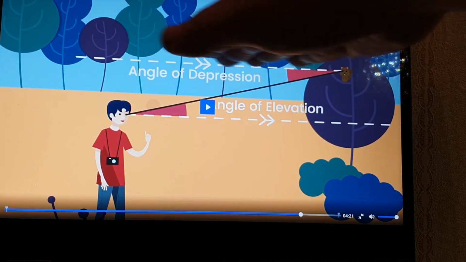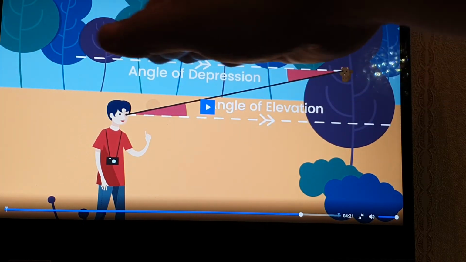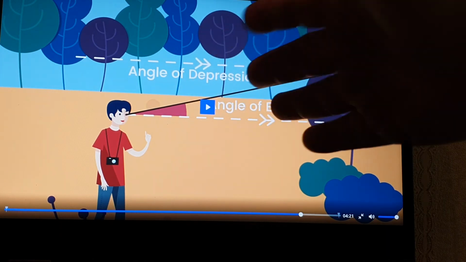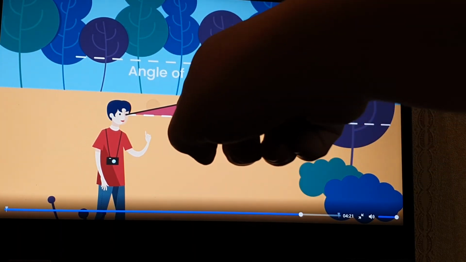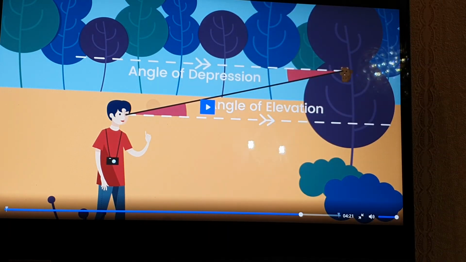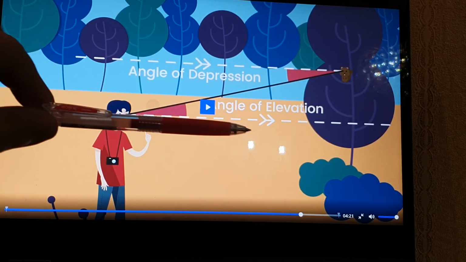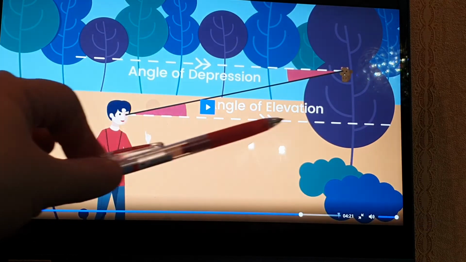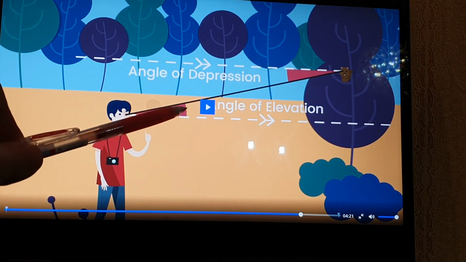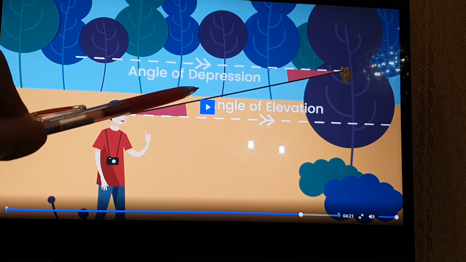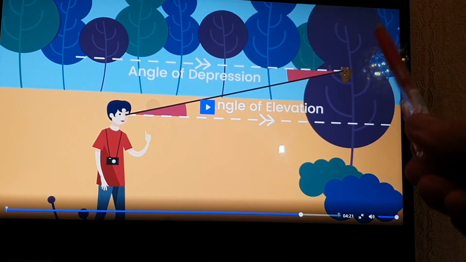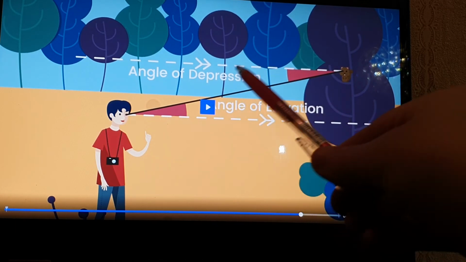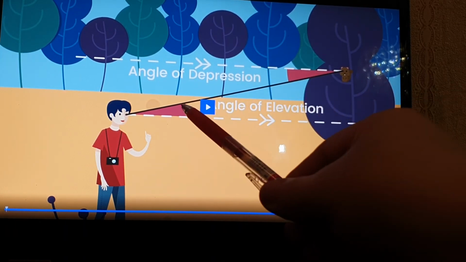So it forms this Z, and these two horizontal lines, of course, are parallel. So this angle's value is equal to this angle's value. But if I were to ask you for the angle of elevation, you must label it as this one. If I ask you for the angle of depression, then it is this one. But what I'm trying to say is that the two values are the same. If this is 20, this is 20.